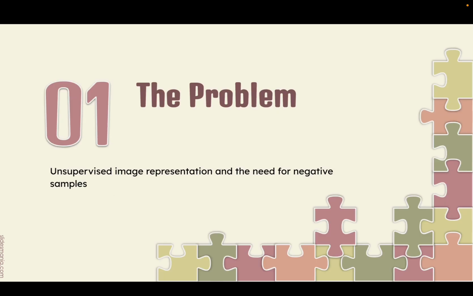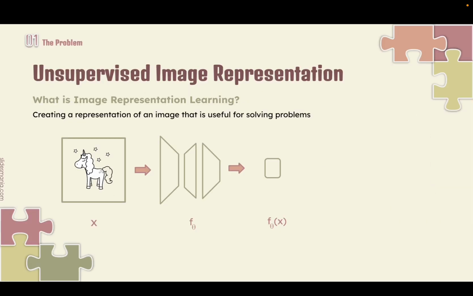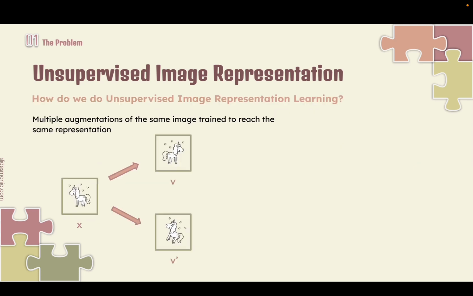First off, the problem. Image representation learning is the task of training a neural network to take an image and generate a representation of it that will be useful for other tasks, such as object detection, image segmentation, or any other number of learning problems.